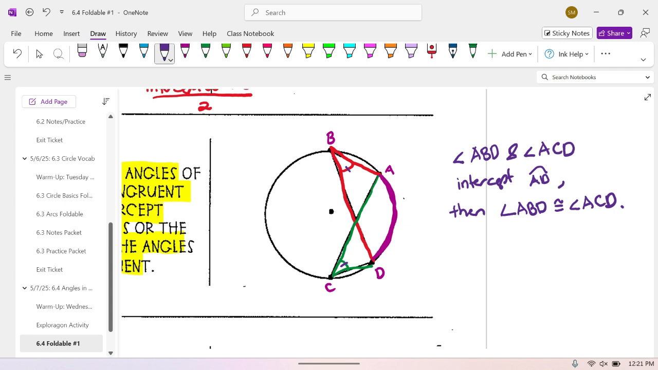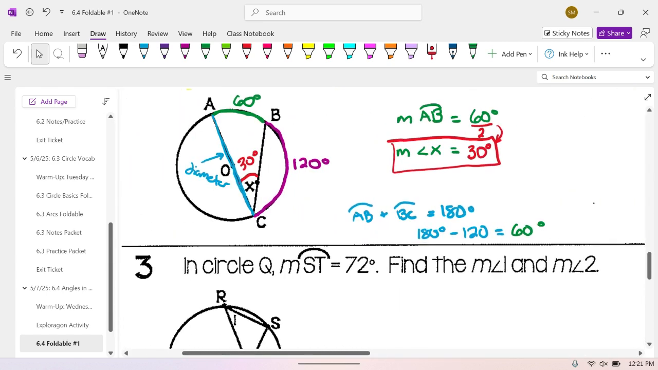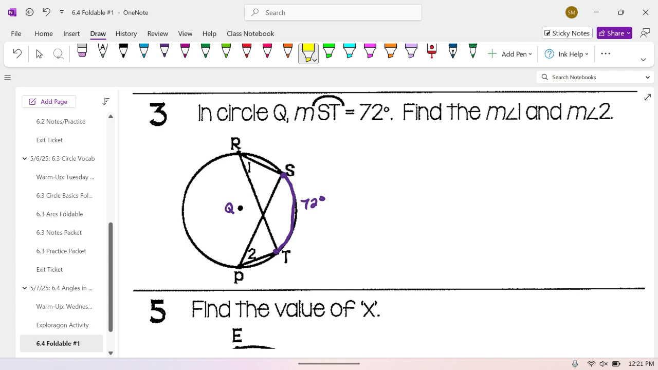All right. Now, let's look at some examples dealing with that. So look at example 3. It's saying in circle Q, so that means this center is named Q, the measure of arc ST is 72 degrees. So this arc measure right here is 72 degrees. It wants us to find the measure of angle 1 and the measure of angle 2. So here's 1, here's 2. They're these little angles right here.